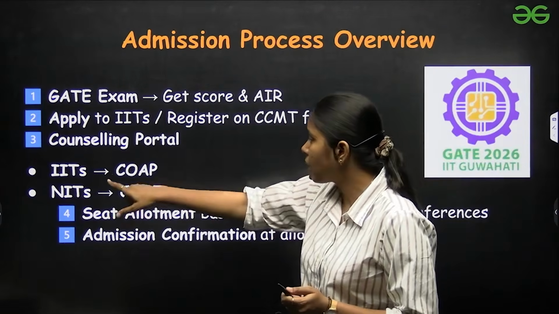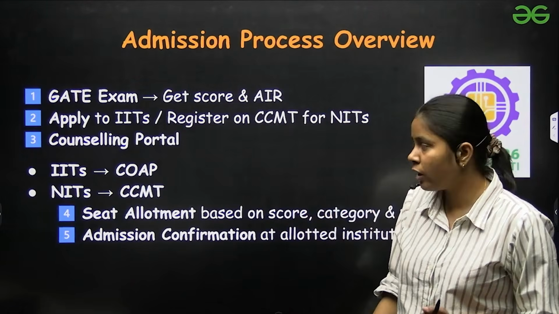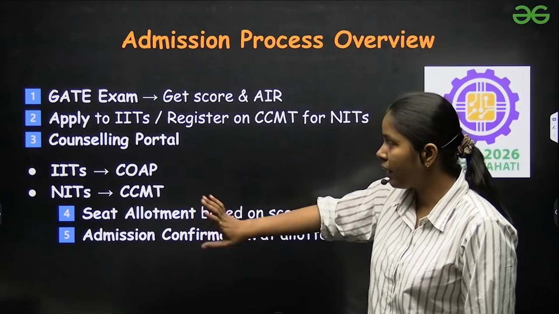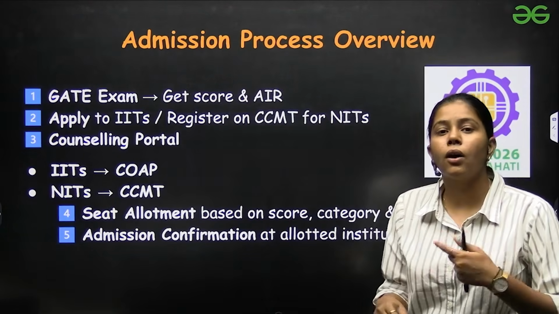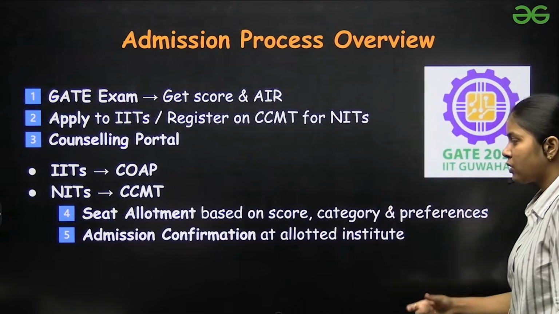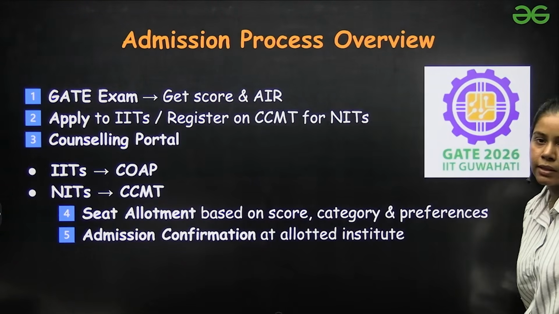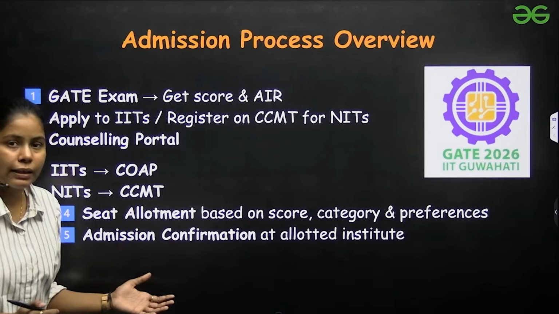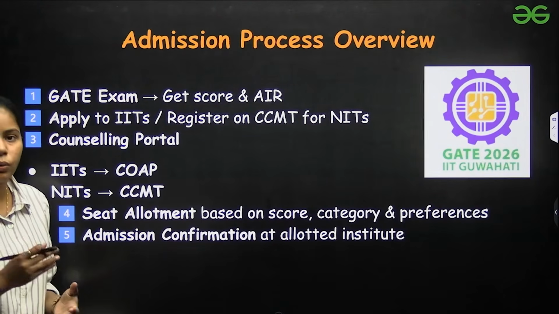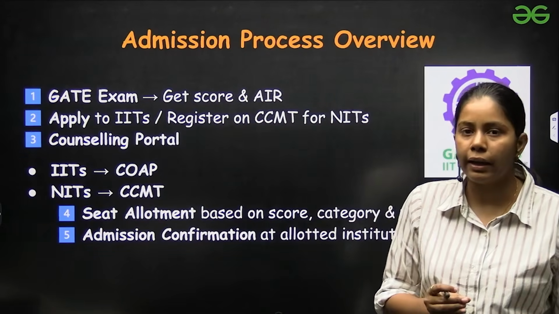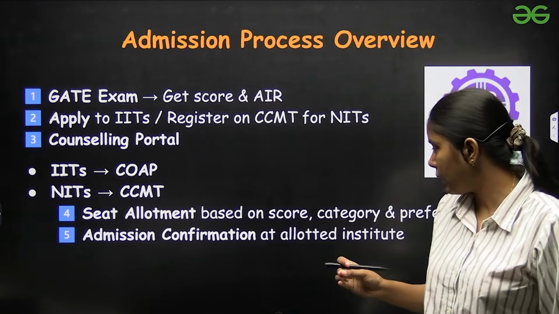For IITs, the counseling process is COAP, and for NITs it is CCMT. So you would apply to their counseling portal, and later on they would allot a seat based on score, category and preferences. So what's your score, what's your preferences, what's your category. Based on all of these calculations, you would get assigned a seat, that in which IIT or NIT you are getting a seat.